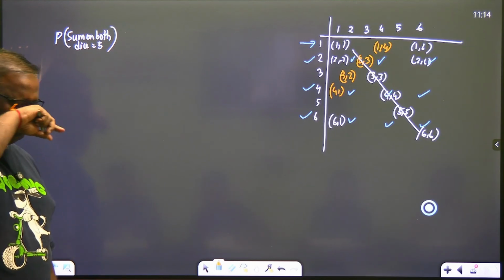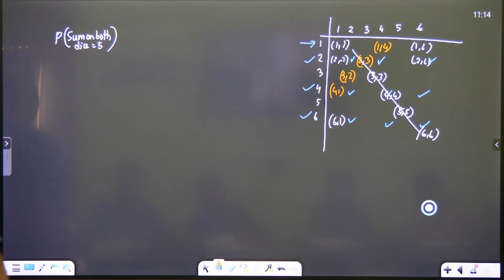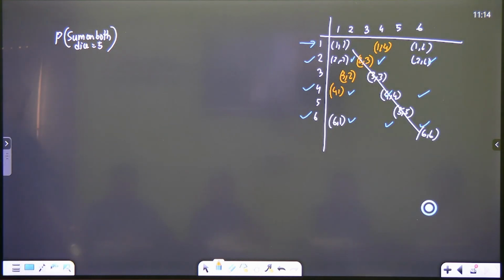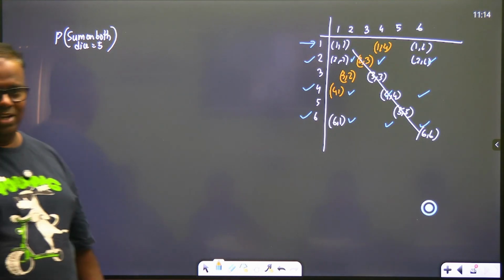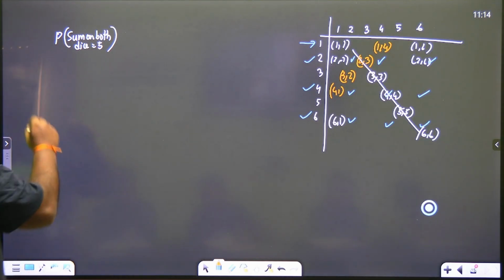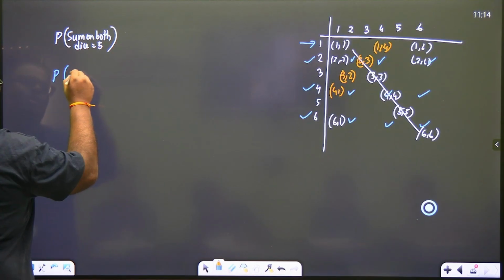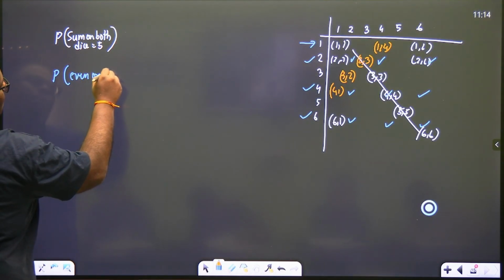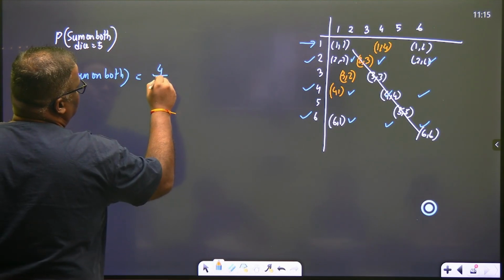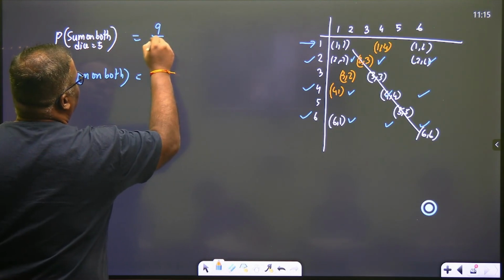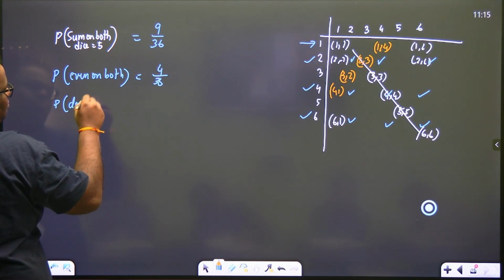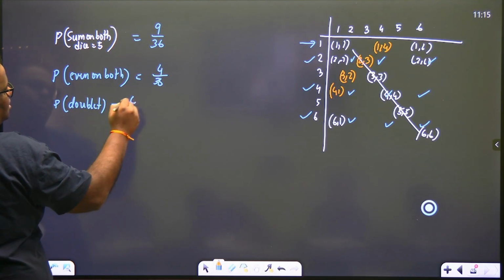Same question, third part. This I'll not say. Yes, you'll say a doublet. Doublet, 6 options: 1 1, 2 2, 3 3, 4 4, 5 5, 6 6. So what all did we solve? P even on both was 4 upon 36. This was 9 upon 36. And P doublet is 6 upon 36.